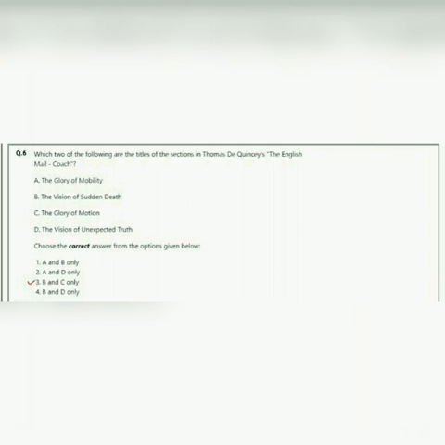Question number 6. Which two of the following are the titles of the sections in Thomas de Quincey's The English Mail Coach? A. The Glory of Mobility. B. The Vision of Sudden Death. C. The Glory of Motion. D. The Vision of Unexpected Truth. Choose the correct answer from the options given below. Option 1, A and B only. Option 2, A and D only. Option 3, B and C only. And option 4, B and D only.